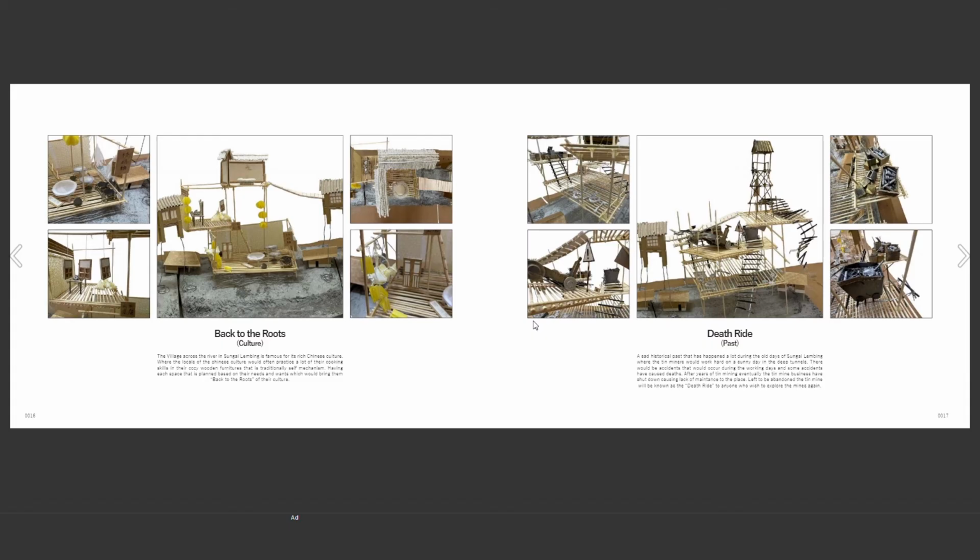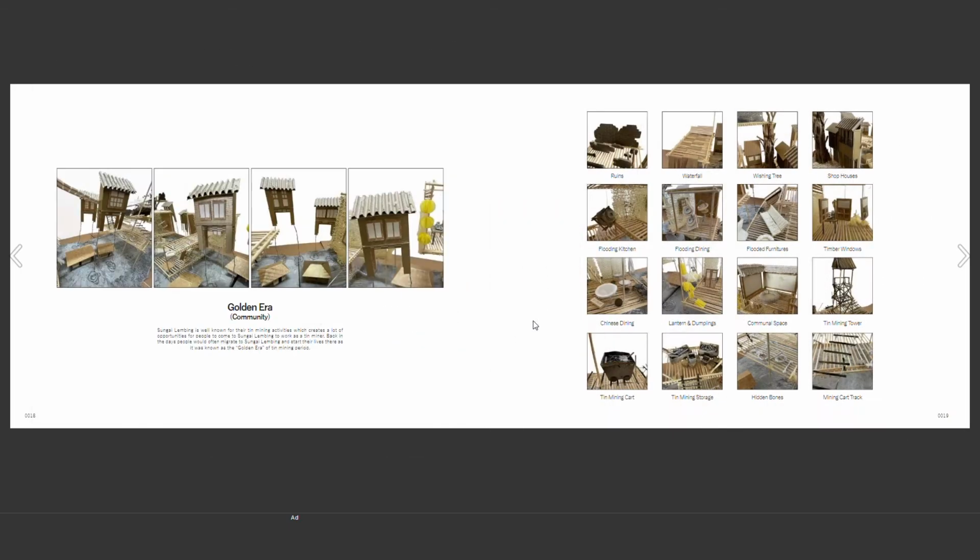causing a lack of maintenance to the place. Left to be abandoned, the tin mine would be known as the death ride to anyone who wished to explore the mines again.